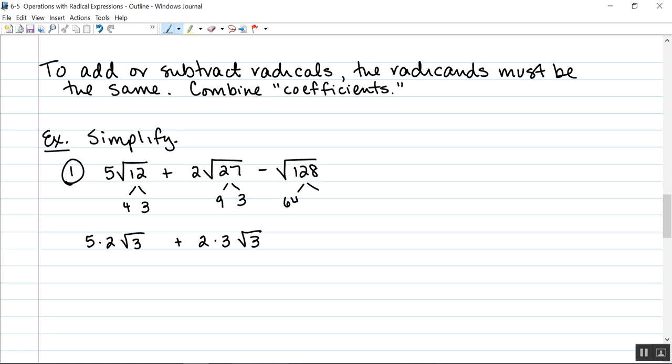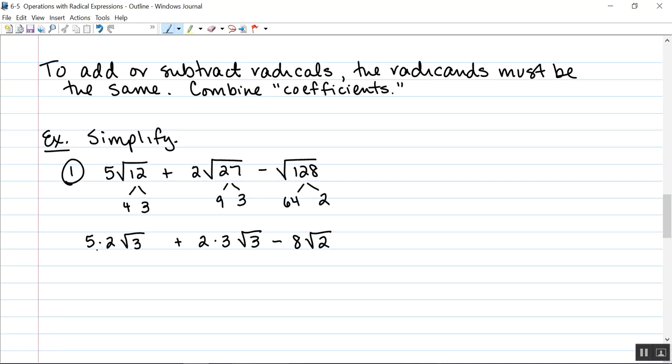128 is 64 and 2. You could do a whole factor tree here, but I think if you can recognize some perfect squares that are factors of the radicand, it would be really helpful. So 128 is 64 times 2. Square root of 64 is 8, and then we have a square root of 2.